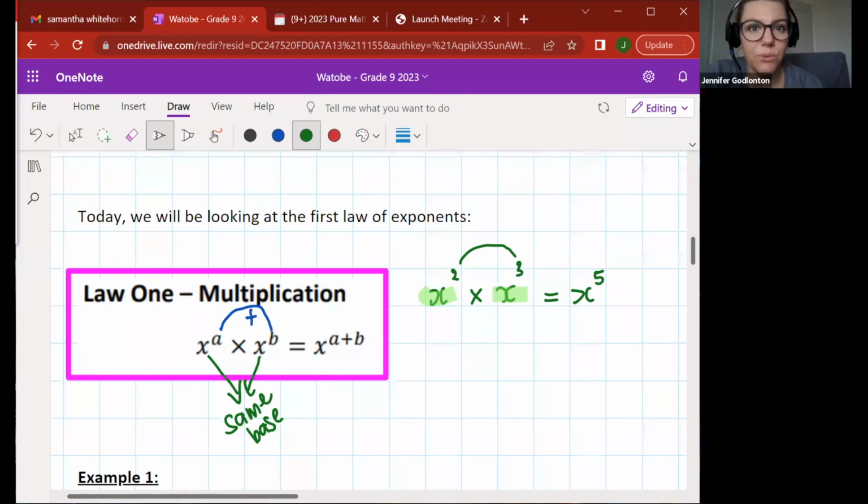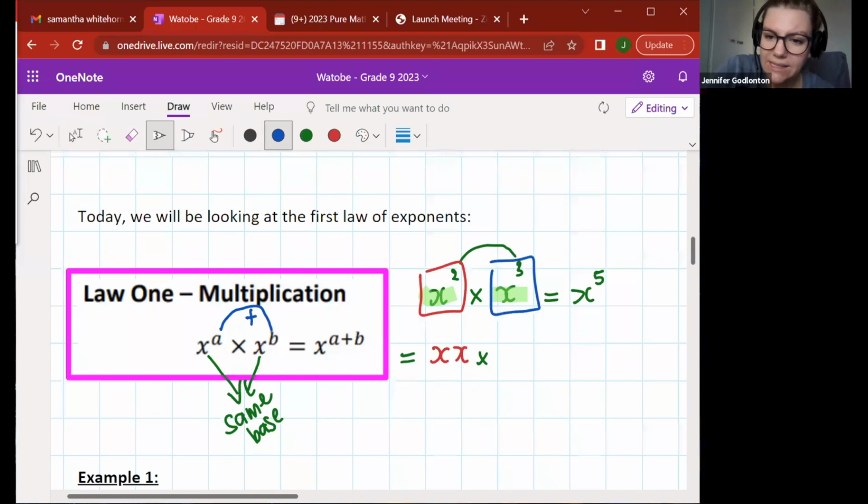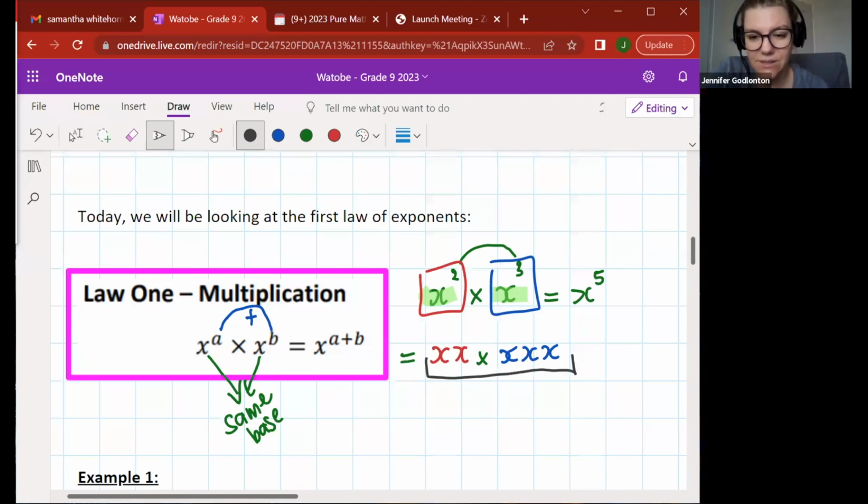Now, the reason it works this way is because if we wrote it in expanded notation, it would look like this. These two x's here would be x times x. And these three x's here would be x times x times x. Ignore my little green x, that's a multiplication sign. Okay, and so if I look at my final thing, I've got 5 x's. I've got 2 and then I've got 3. I have 5 x's, which is x to the power of 5.